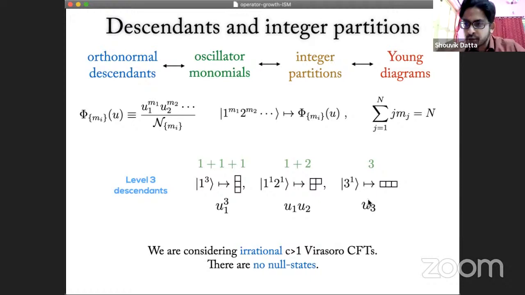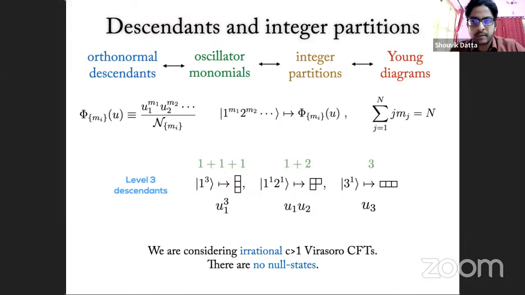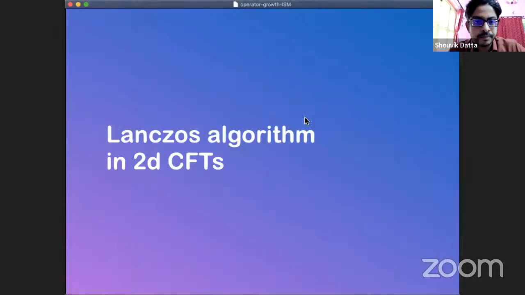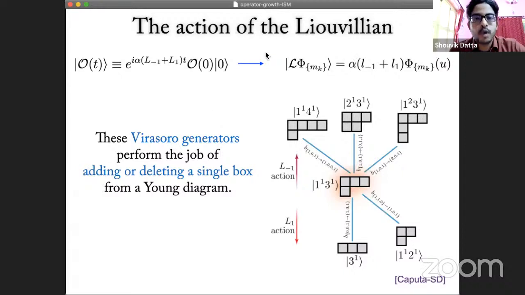So one important thing here is that we are working with irrational CFTs, and in order for this correspondence to work, there should be no null states, and there aren't any null states in irrational CFTs, so we can proceed with this. Okay, so let's see how the Lanczos algorithm works in 2D CFTs. As I said, the evolution is given by this. And what we need to find is the action of L1 and L-1 on specific descendant states, because these are orthonormalized descendant states.